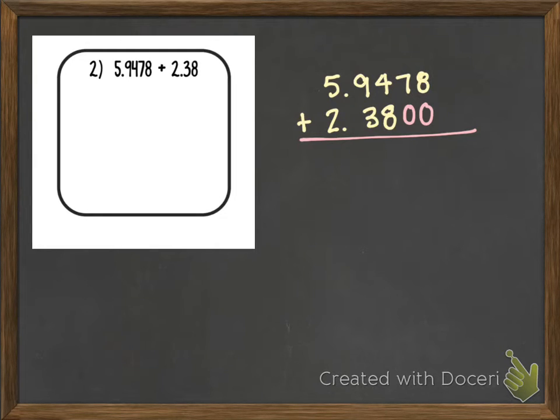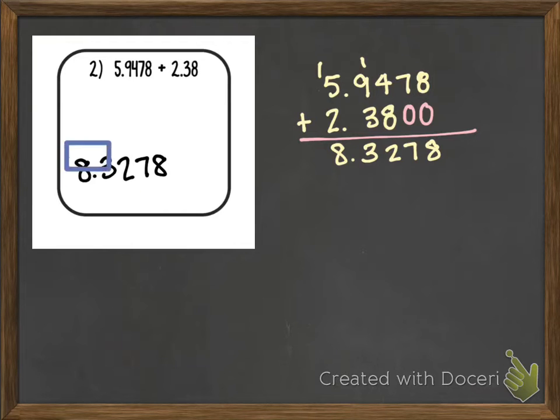8 plus 0 is 8. 7 plus 0 is 7. 8 plus 4 is 12, carrying your 1. 9 plus 1 is 10, plus 3 is 13. Our decimal goes there. And then 5 plus 2 is 7, plus 1 is 8. Rewriting your final answer, giving you 8.3278. Boxing your answer.